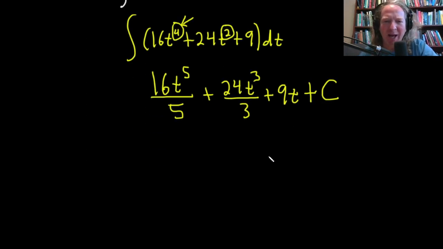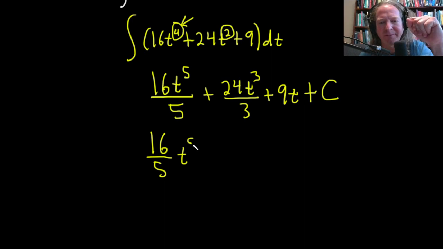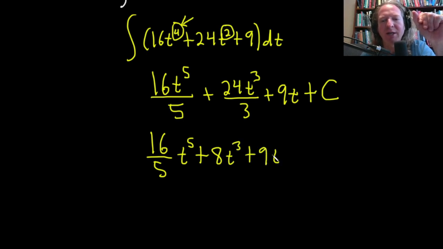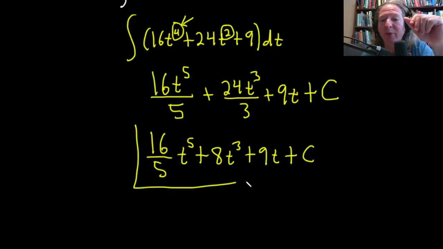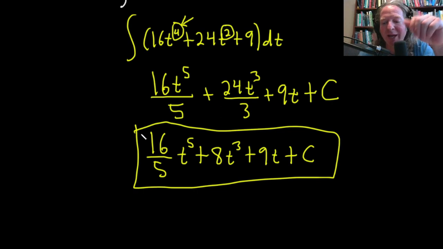All right. I don't like the way this is written. I'm going to write it like this. 16 over 5 t to the fifth. I just prefer to have things out front. 3 goes into 24 8 times. This is 8 t cubed. And we have the 9 t. Very nice. And then we still have our constant of integration, which is capital C. And that would be the answer to this integral.